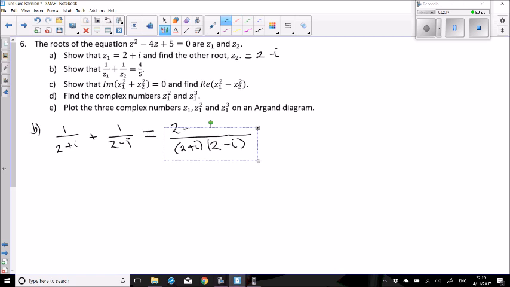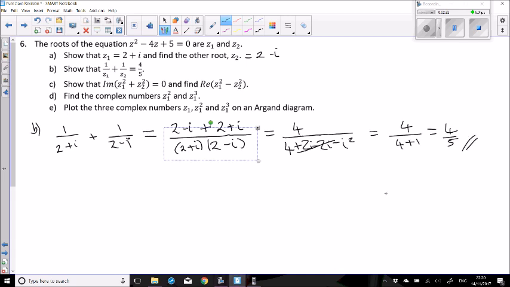So then the first fraction would have to be multiplied by 2 minus i, and the second fraction would be multiplied by 2 plus i. So, I've got 4 on top of the fraction there. On the bottom, I've got 4 plus 2i minus 2i minus i squared. That's going to be 4, and those two are going to cancel, over 4 plus 1, which is 4/5, which is what they asked us to show.